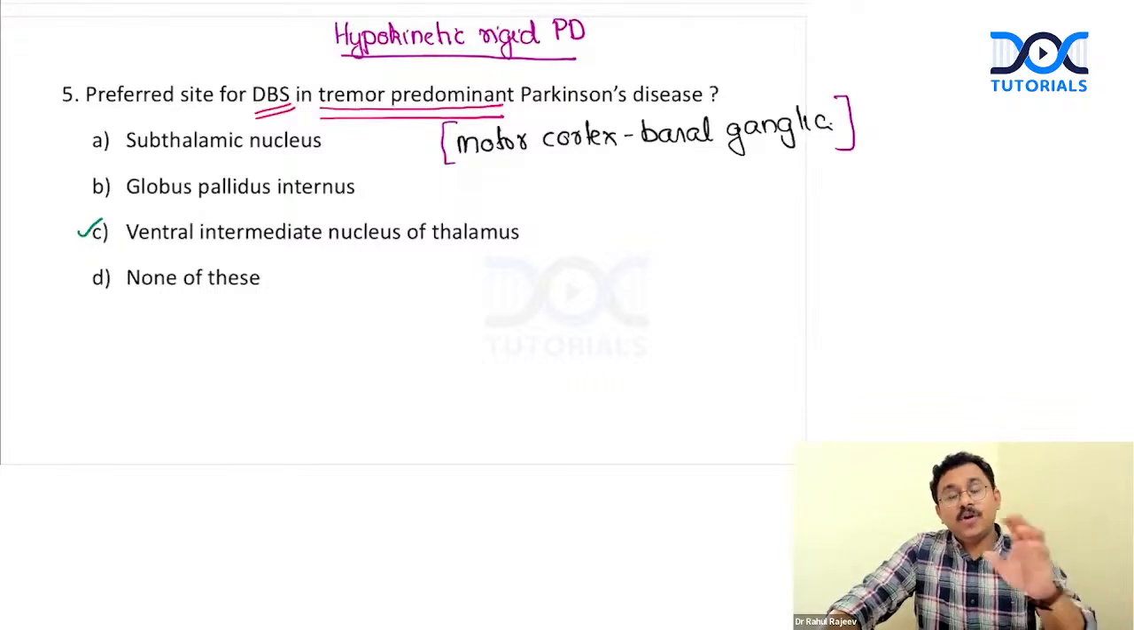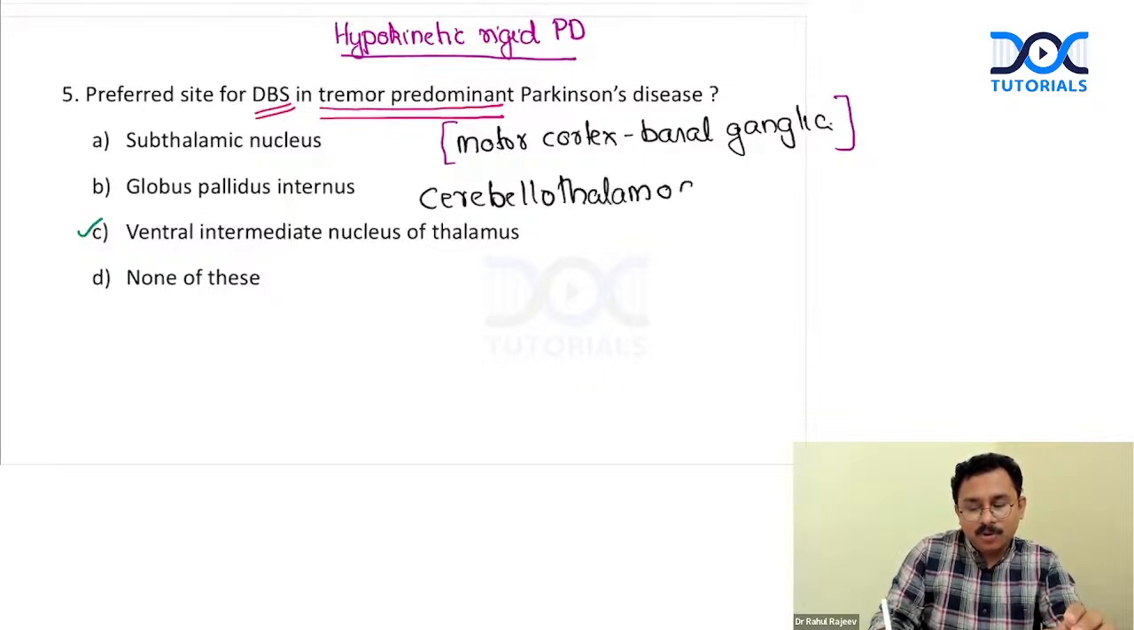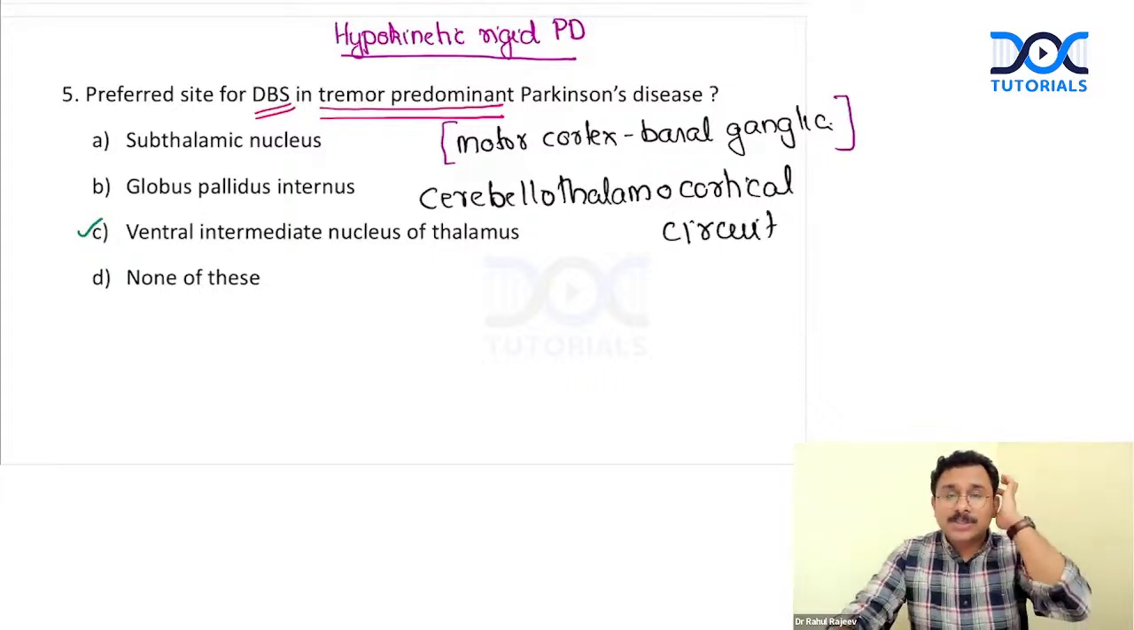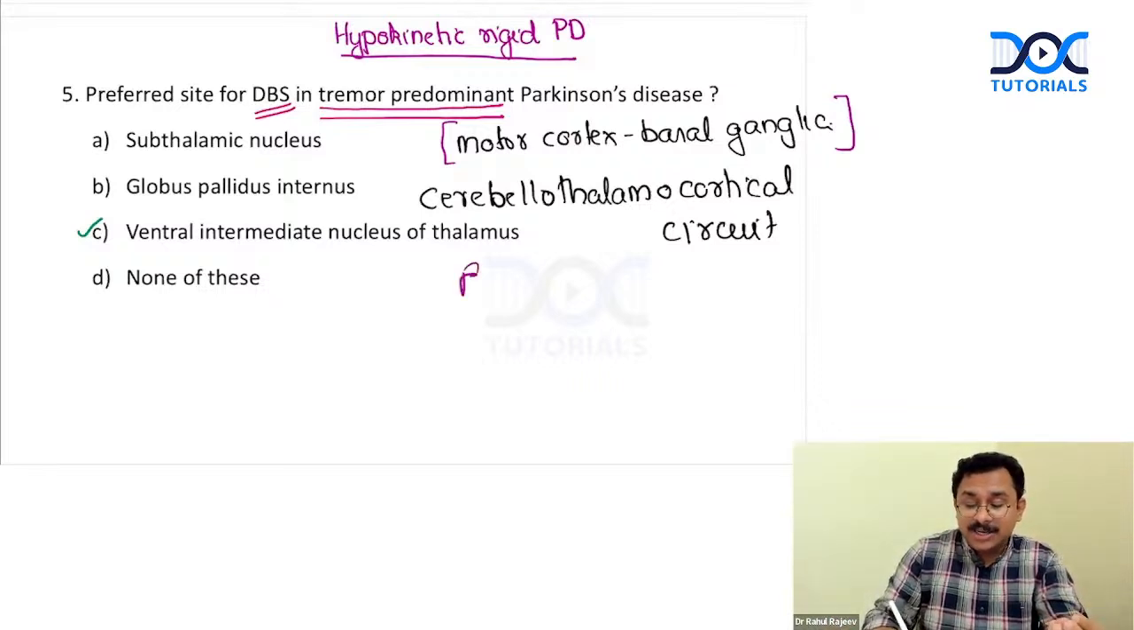Okay, so you have got a circuit by name cerebello-thalamo-cortical circuit. So dysfunction in that circuit is again responsible for the tremor in Parkinson's disease. In fact, another disease, essential tremor, is also due to dysfunction of this circuit.